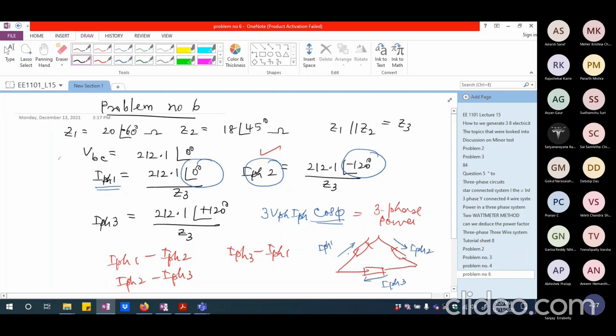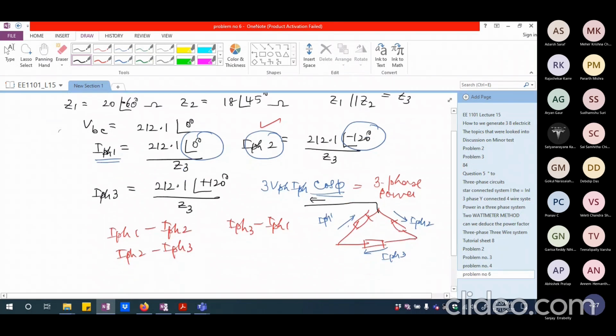So if I want the overall current which is going, let us say, in this direction, for example, that should be I phase 1 minus I phase 2. The same way, if I am talking about a current flowing in this direction, this will be I phase 2 minus I phase 3. And if I'm talking about something going in this direction, that will be I phase 3 minus I phase 1.